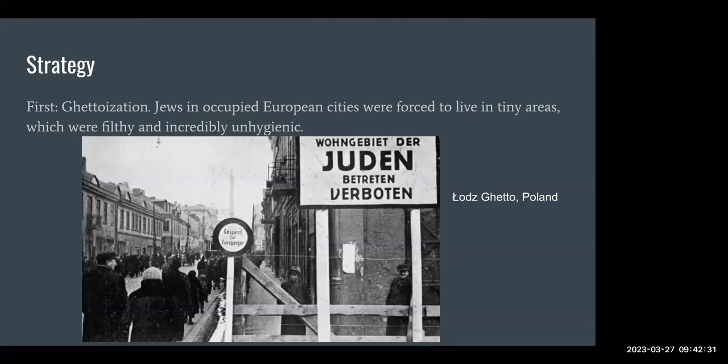This is a picture of the ghetto in Łódź, Poland. I know it looks like Lodz, but you've got to trust me that it's pronounced Łódź. This is a picture of it, obviously before all the inhabitants of the ghetto were evacuated.